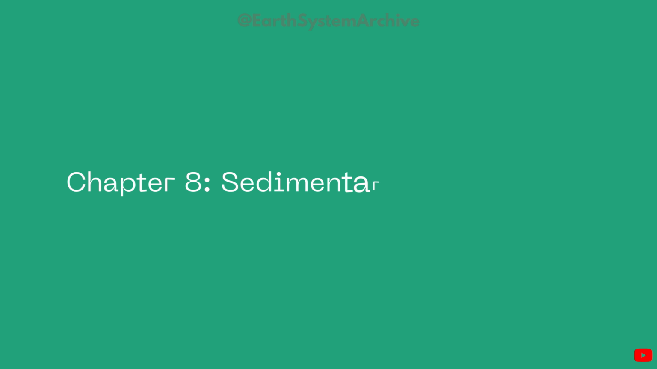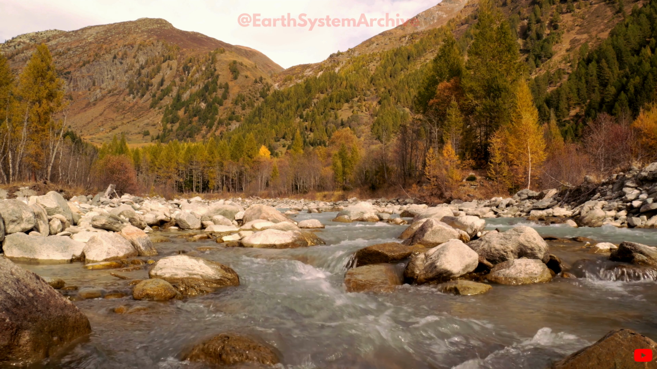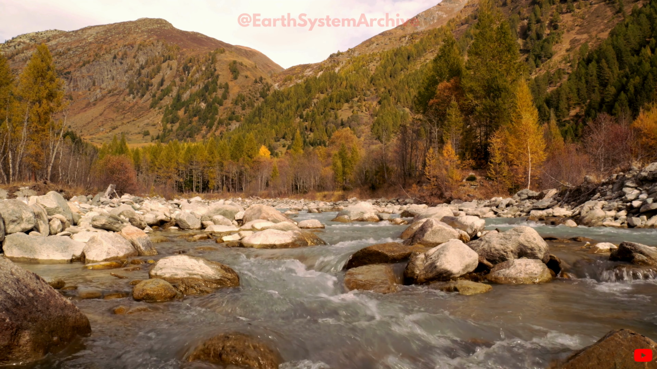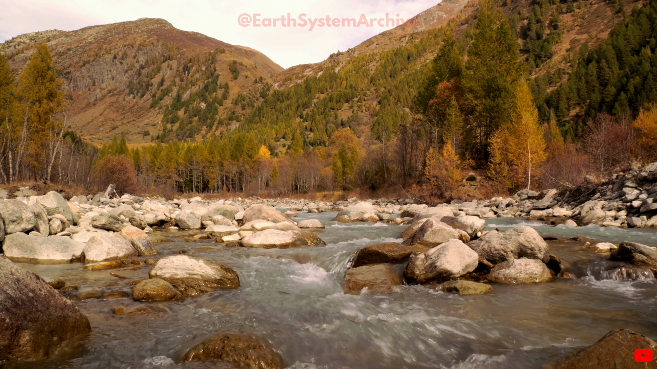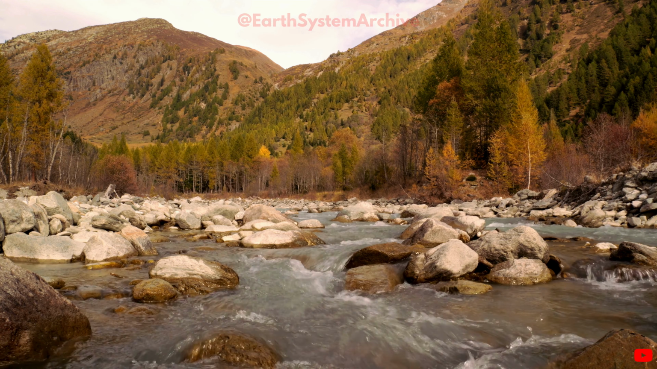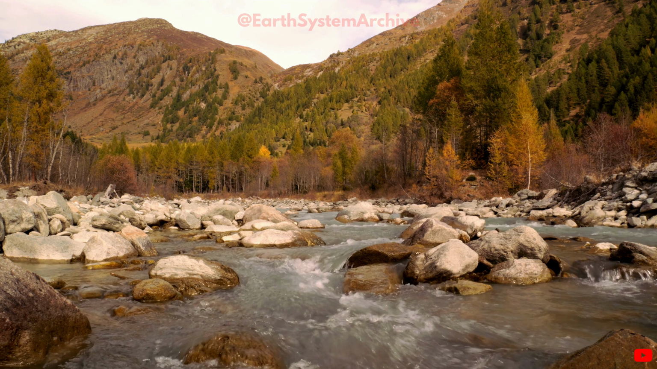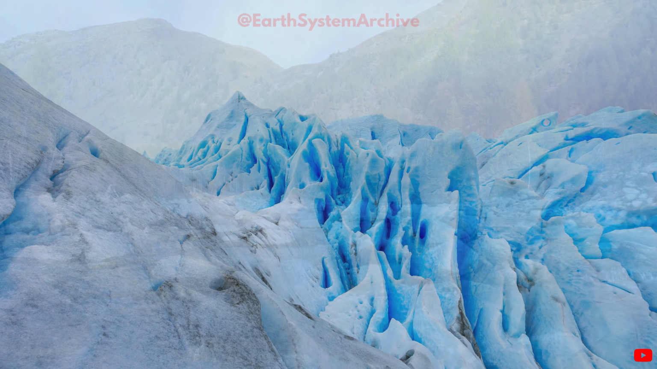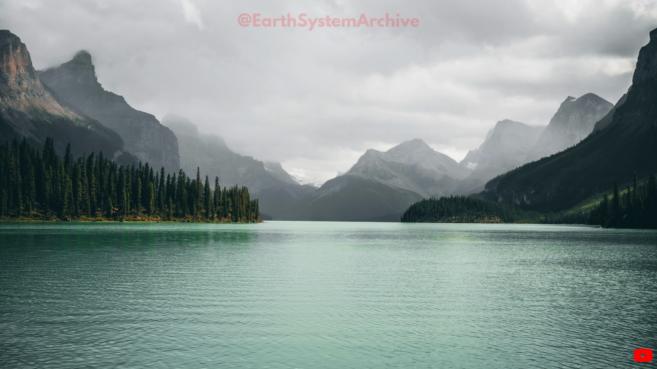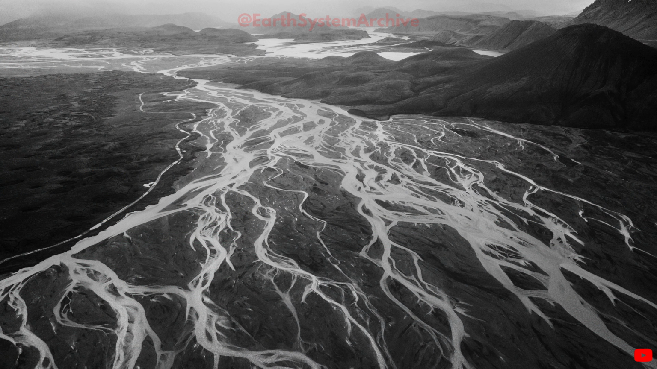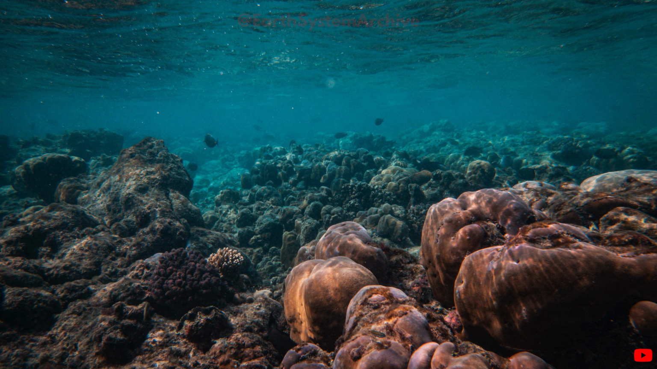Chapter 8. Sedimentary environments. Where sediment ends up. Each environment has a characteristic energy regime and sediment supply. If we match rock characteristics to modern environments, we can interpret ancient environments. Sedimentary environments include terrestrial: glacial, alluvial fans, sand dunes, mountain streams, lakes, rivers. Marine: deltas, coastal beaches, shallow marine clastics, shallow marine carbonates, deep marine.